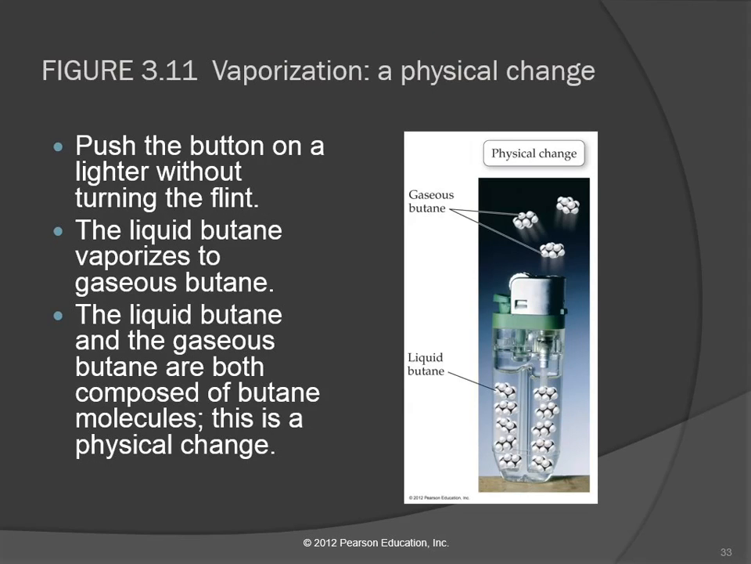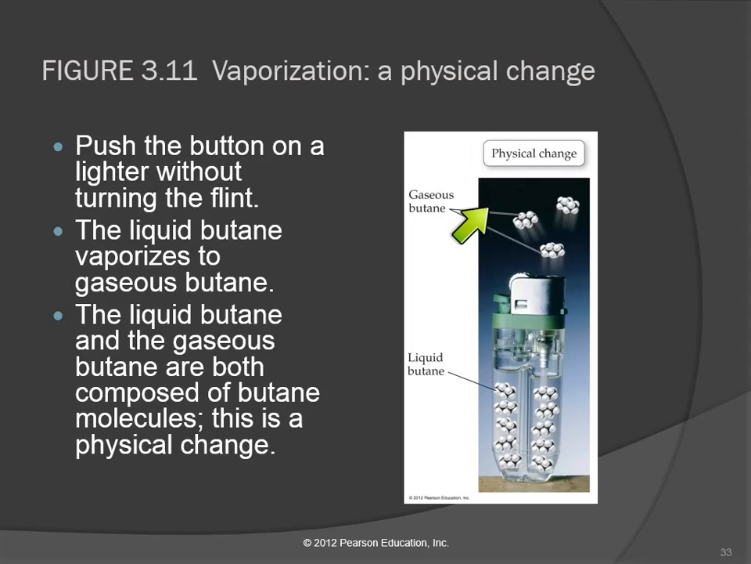Here's an example of a physical change. So here is a butane lighter. Inside we've got liquid butane, and when you press down on the lever without striking a spark, what happens is the liquid butane is released into the gas phase, and it begins to come out of the lighter. If you just hold a lighter like that, eventually it will be empty because all the butane is going to come out. You can't see that happening because gases are hard to see, but it does happen.